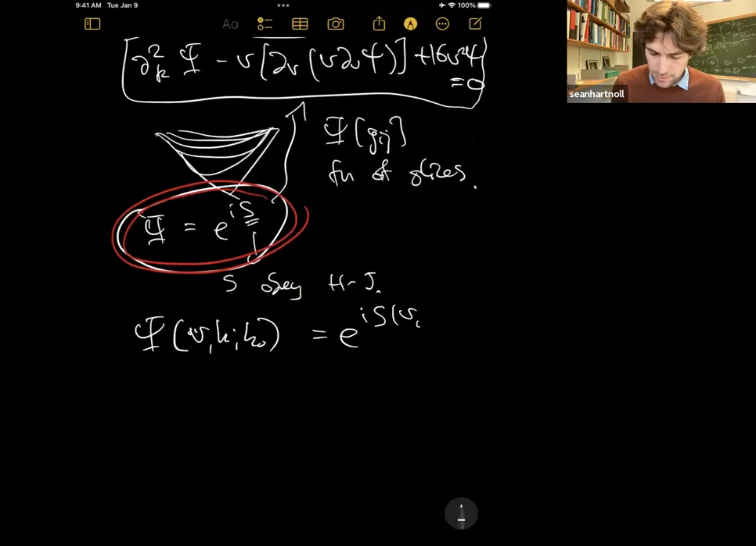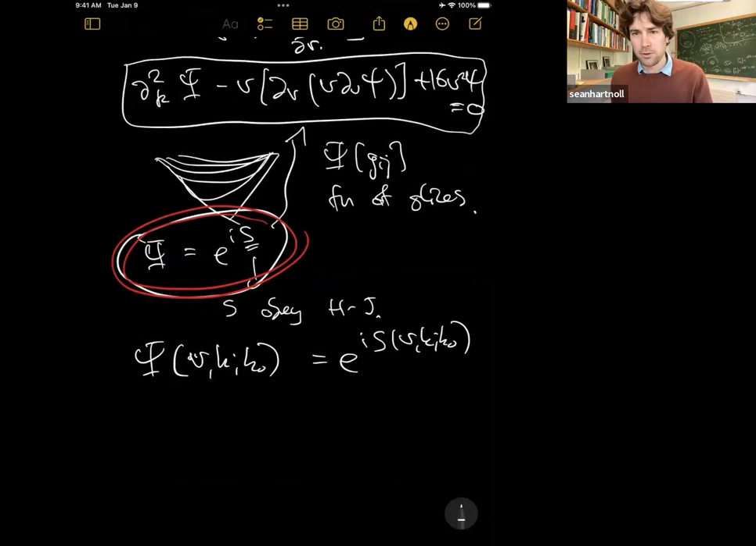It turns out, funnily enough, that in this case this is actually an exact solution to the Wheeler-DeWitt equation, but that won't happen most of the time. This is like a WKB, right? You should think of this as a WKB wave function.